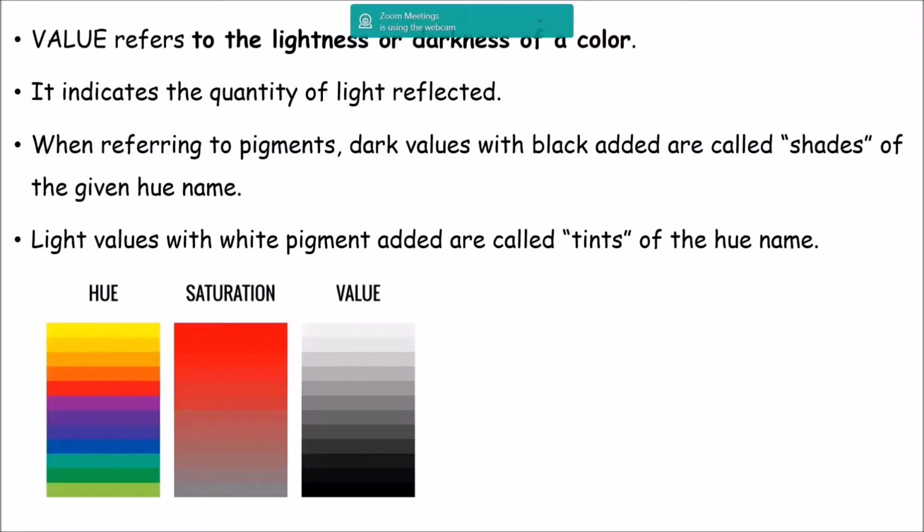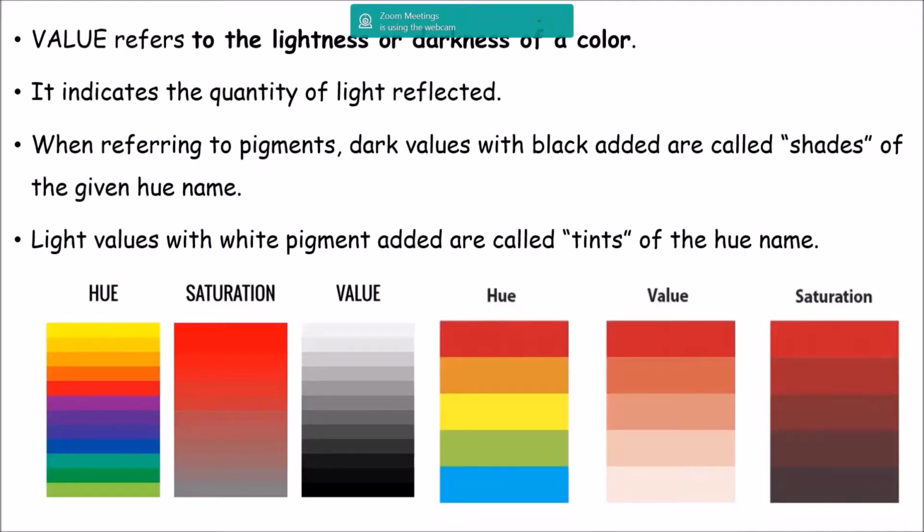Next is value of a color. Value refers to the lightness or darkness of a color. Now, as I told you, hue means different colors. Saturation means dark color to the lighter color. Value is when you're adding pigments. So the pigments usually give you the shade. So adding black to the color will help you get the darkness. And when you add white to the color, you will be getting the tint, as I already told you.